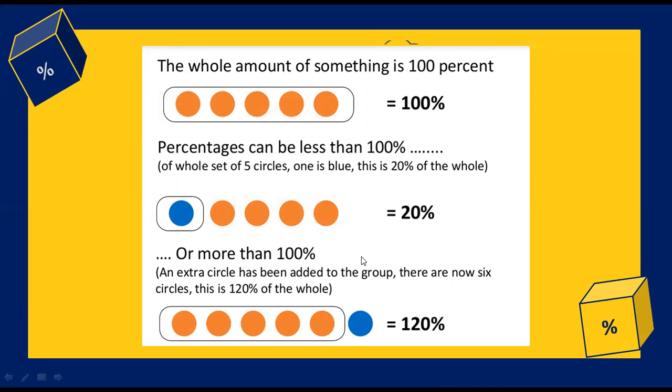Now percentage can also be greater than 100%. It means that an extra circle has been added to the group. There are now 6 circles. This is 120% of the whole. Means that 0.2 is added to 1. So 0.2 plus 1 is 1.2. 1.2 divided by whole, which is 1, multiplied by 100% is 120%. So I hope ये आप लोगों को concept clear हो गया होगा. How can we say that percentage is greater than or more than 100%?